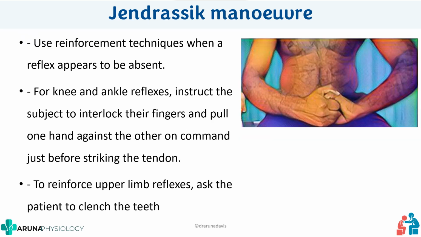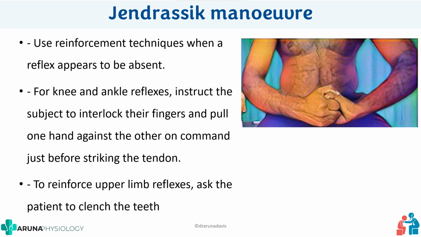Now, what is Jendrassik maneuver? Suppose we are not getting a reflex properly, then what you can do is a Jendrassik maneuver. So Jendrassik maneuver basically means we are trying to reinforce the reflex by means of methods like clenching the teeth. So for example, if you're doing a biceps jerk, if you're not getting it in the first go, we can ask the subject to clench the teeth and check if the biceps jerk is present or not.